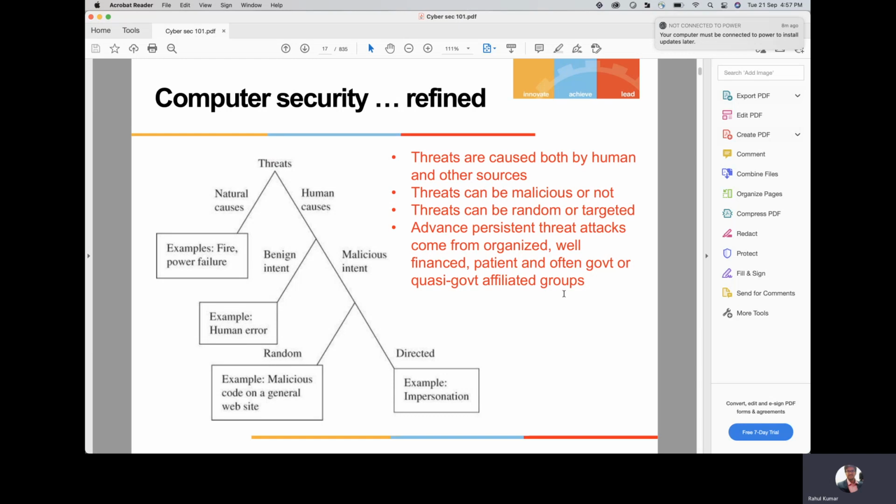Benign intent is when you do harm to some company or someone without any intention, like human error. Malicious intent is when you are just randomly messing around, or you are trying to take some revenge on someone.